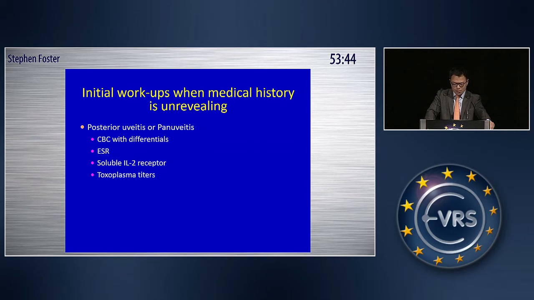Posterior uveitis or panuveitis without any revealing medical history, then you're talking about CBC with differential. You don't have to really go very aggressive on testing these, because a lot of these, unless it's definitive infectious, a lot of time it just turns out to be autoimmune. And retinal vasculitis, these are some of the tests we would get. And we're looking at the immune complex assays as well. You're looking at if there's any increase in immune complex in the blood.